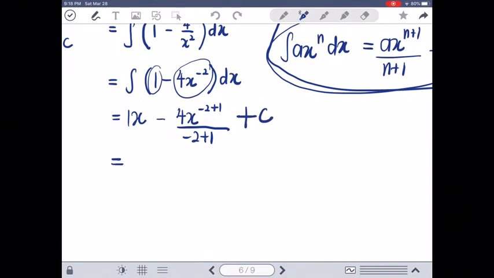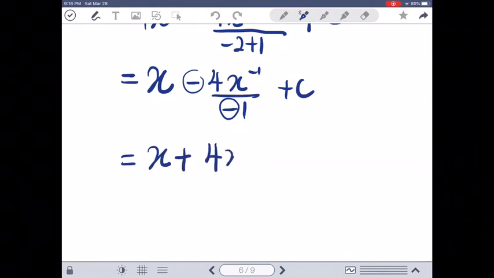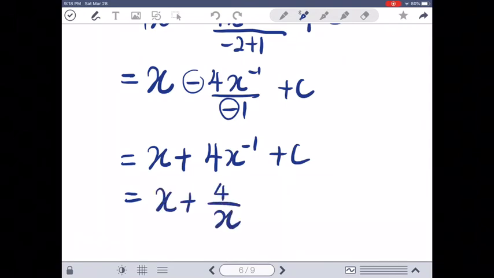Simplify everything. If we have 1 in front of x, normally we do not write the 1, we just write x, minus 4x to the power of negative 1 over negative 1 plus c. Negative times negative, divided by negative, we should get positive, 4x to the power of negative 1 plus c. So the final answer is x plus 4 over x plus c.